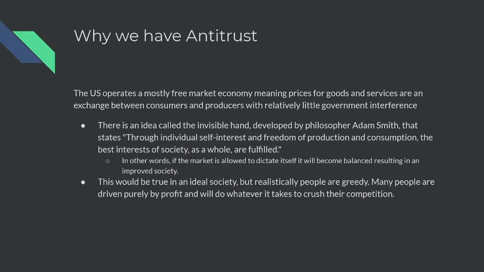The U.S. operates a mostly free market economy, meaning prices for goods and services are an exchange between consumers and producers with relatively little government interference. There is an idea called the invisible hand, developed by philosopher Adam Smith, that states, through individual self-interest and freedom of production and consumption, the best interests of society as a whole are fulfilled. In other words, if the market is allowed to dictate itself, it will become balanced, resulting in an improved society.